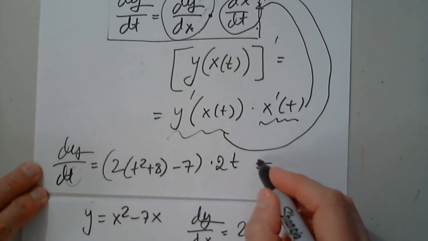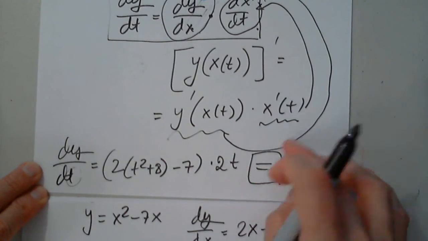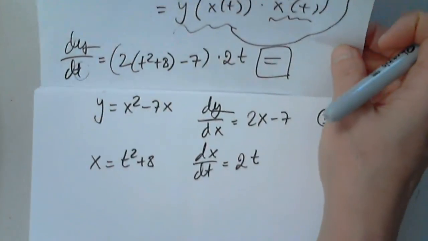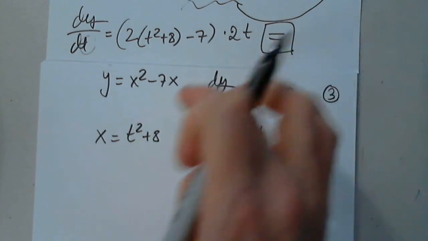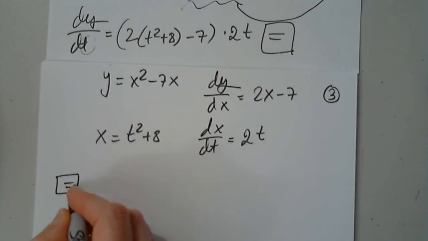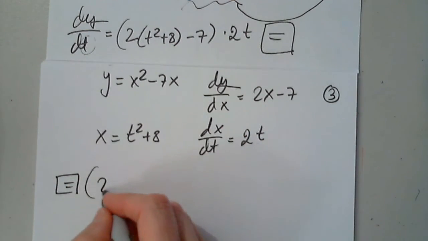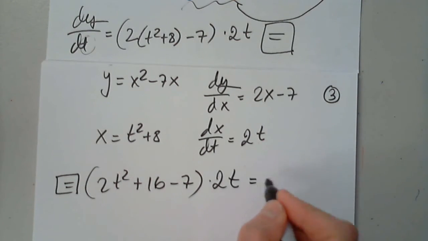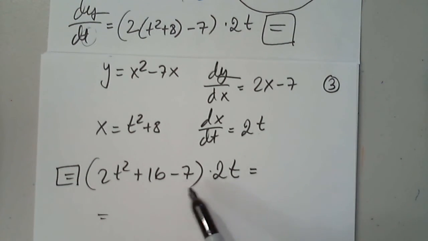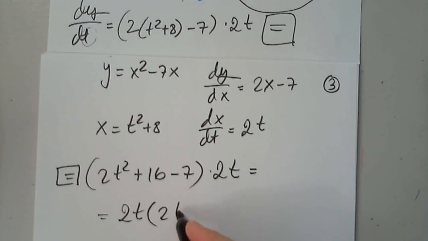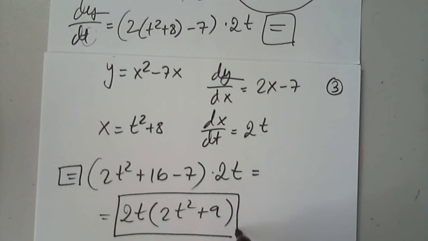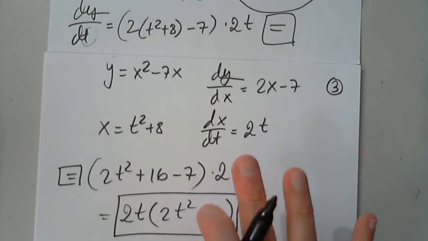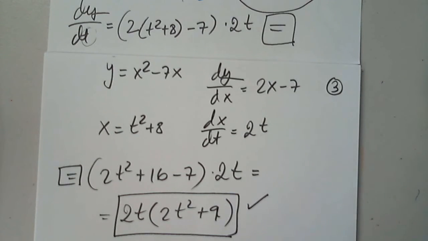And yes, I can simplify it a little bit. I'm putting this symbol here so that you know you can skip over this and continue here. So I will distribute 2t squared plus 16 minus 7 times 2t. And all I need to do here is put 2t in front and 2t squared plus 9. And I know everybody's going to ask, do I take it any further? No. It's factored. It's nice. That's all I need.